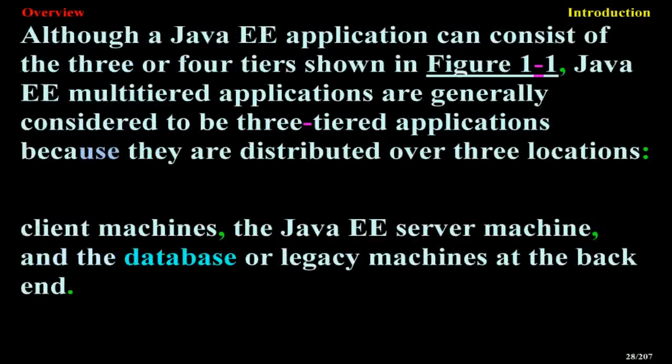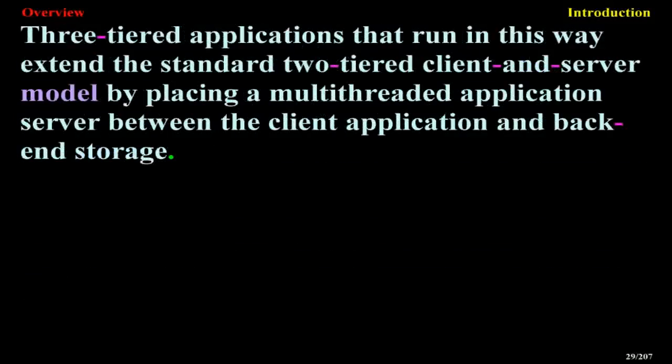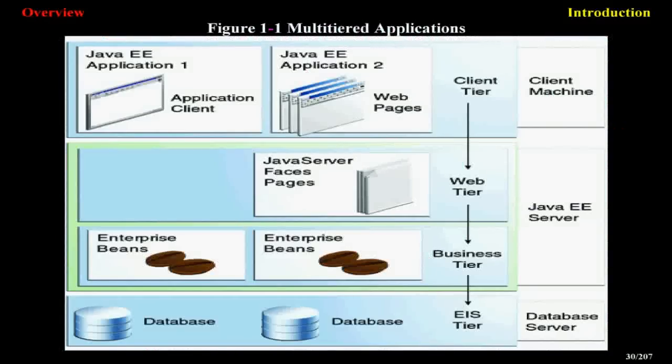Although a Java EE application can consist of the 3 or 4 tiers shown in Figure 1-1, Java EE multi-tiered applications are generally considered to be 3-tiered applications because they are distributed over 3 locations: client machines, the Java EE server machine, and the database or legacy machines at the back end. 3-tiered applications that run in this way extend the standard 2-tiered client and server model by placing a multi-threaded application server between the client application and back-end storage. Figure 1-1: multi-tiered applications.